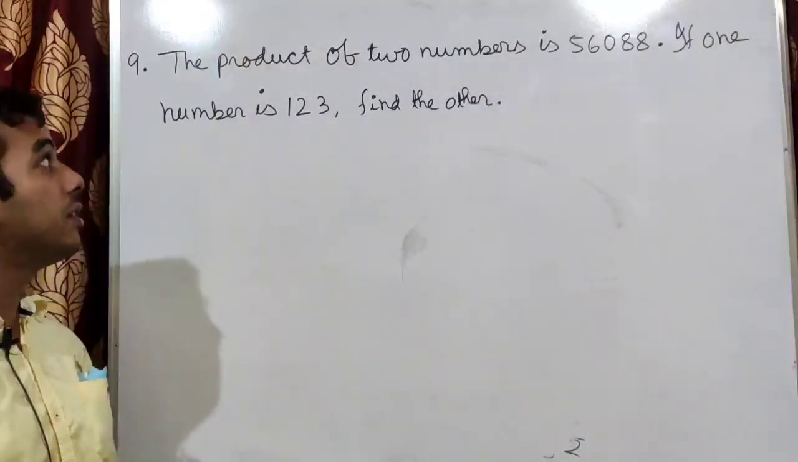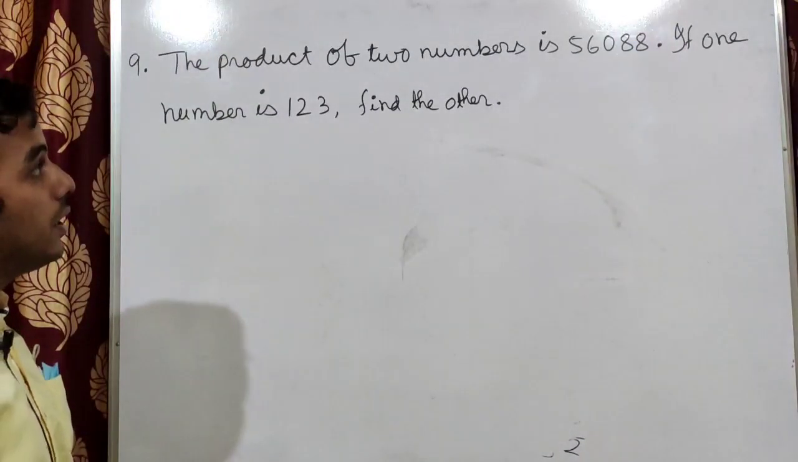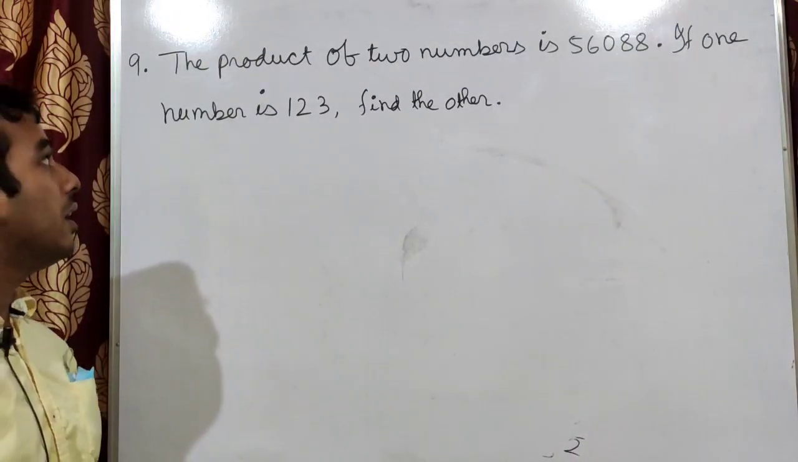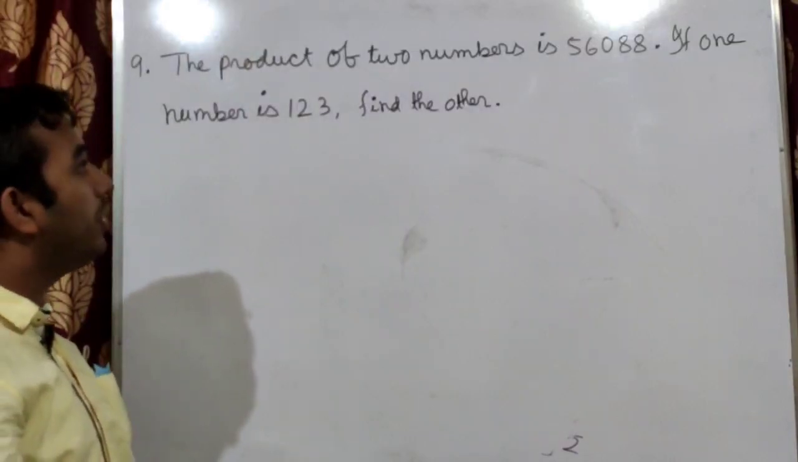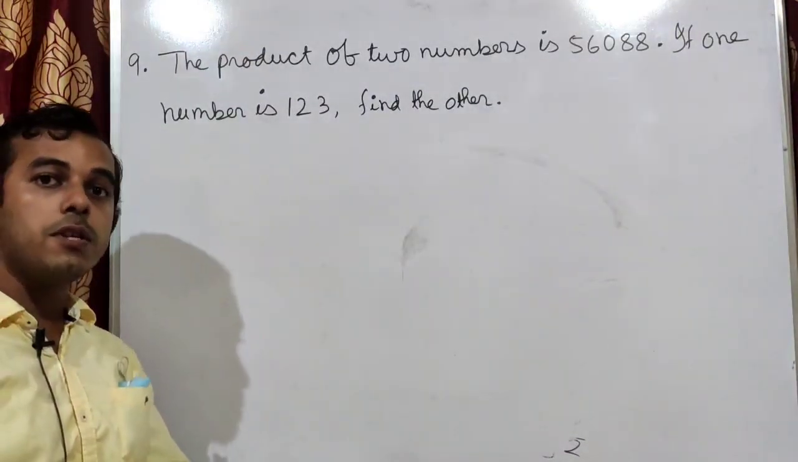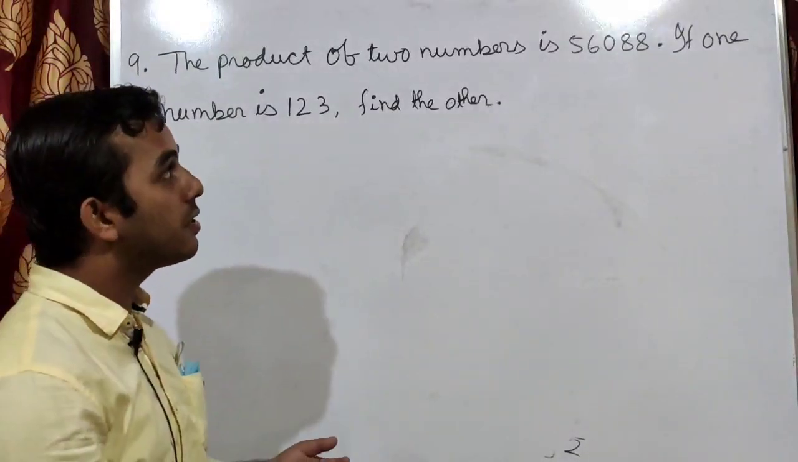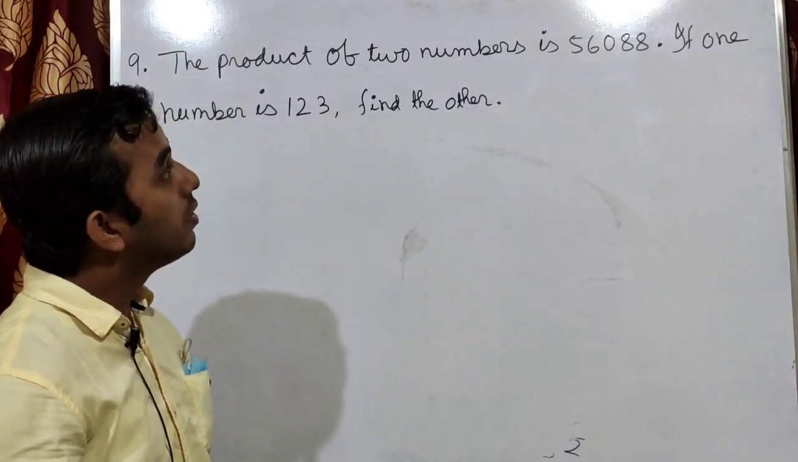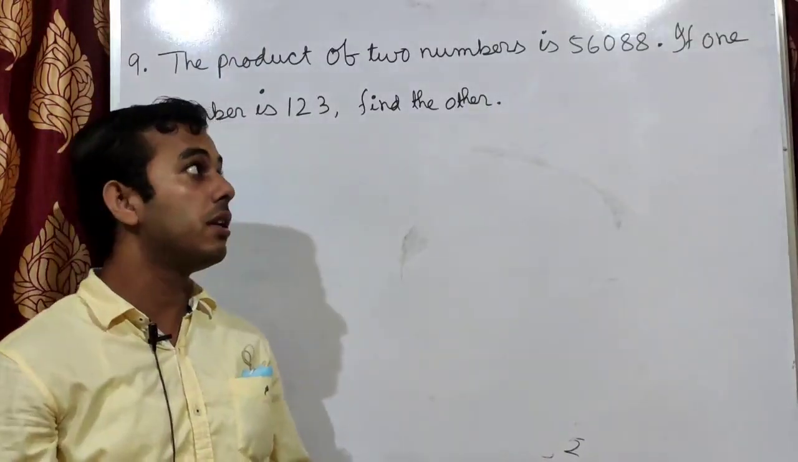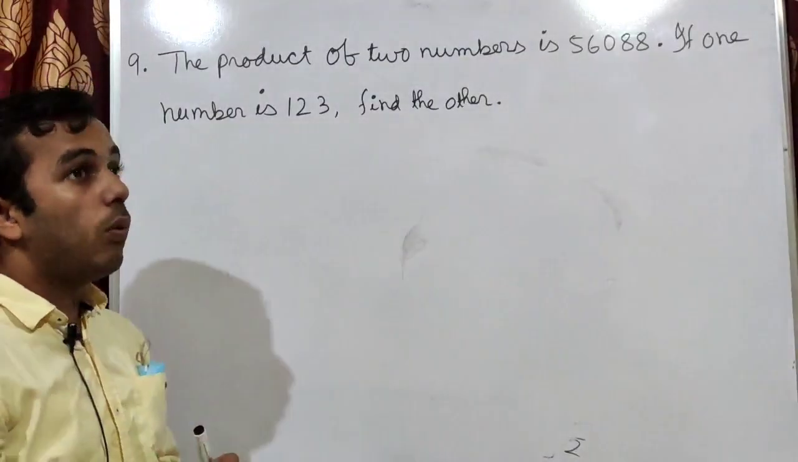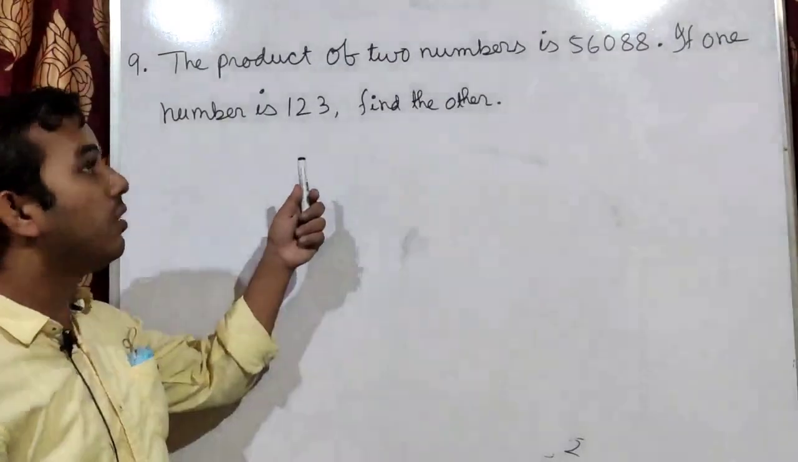Here our question is, the product of two numbers is 56,088. If one of the numbers is 123, find the other. Product means multiply. That means, if we multiply two numbers, we get the result 56,088. Now, one of the two numbers is 123, find the other.